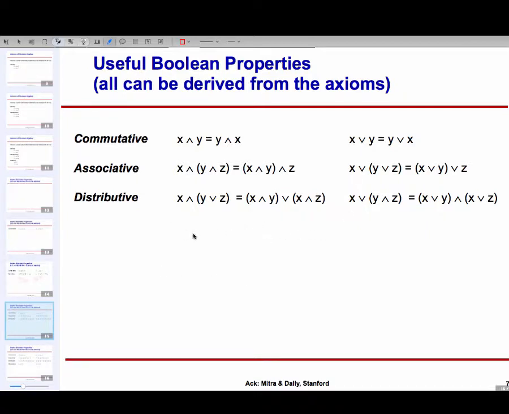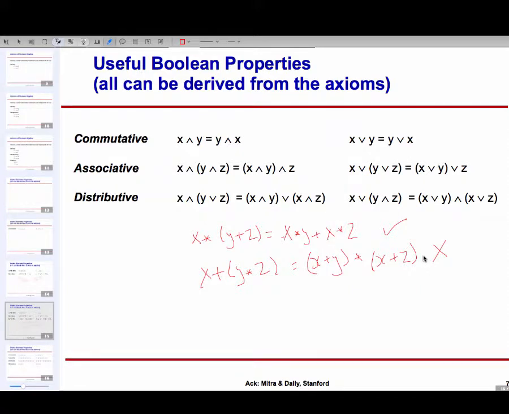ways. But in regular algebra, I can certainly say x and y plus z is equal to x and y plus x times z. But I cannot say, so this is okay, but I cannot say x plus y times z is equal to x plus y times x plus z. That is not true, right?